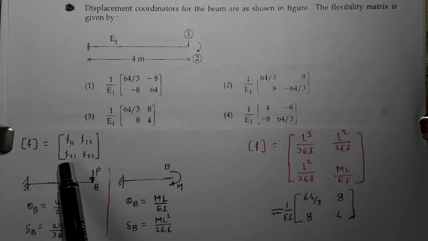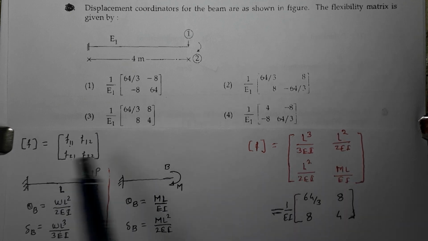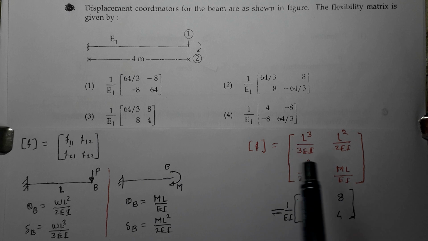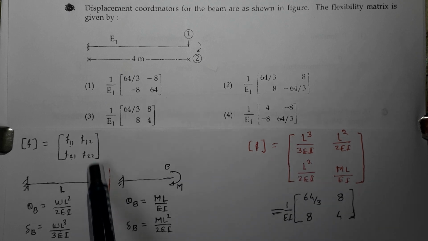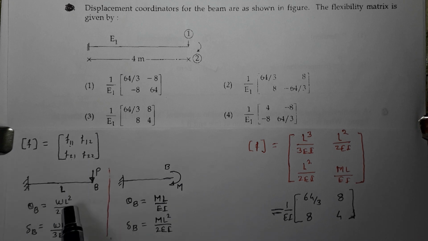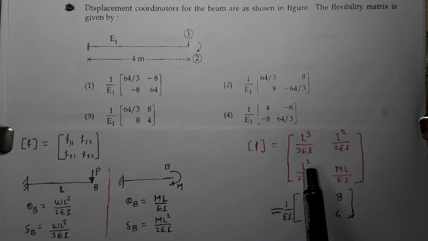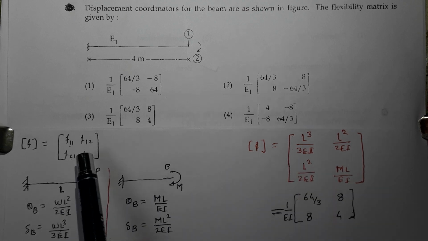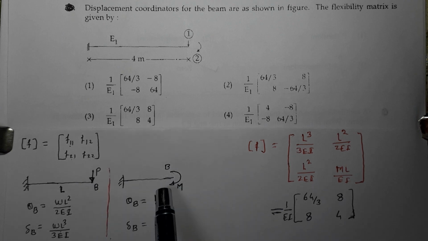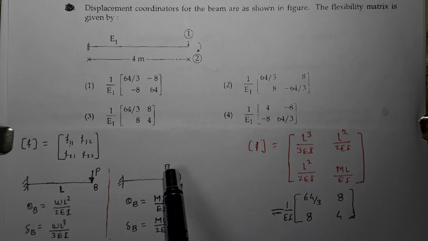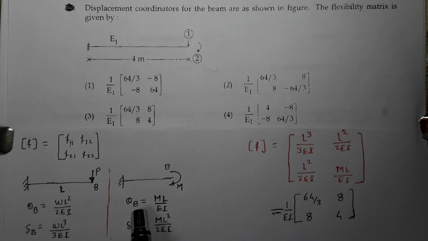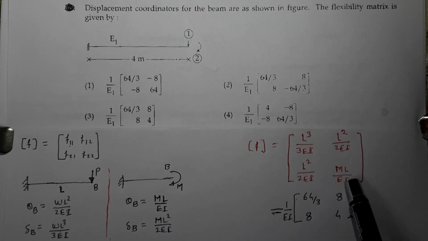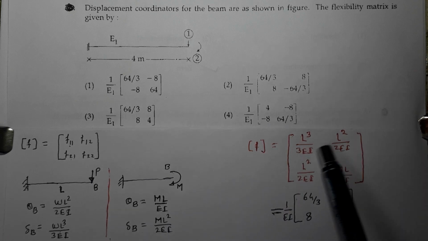Now let us go for this term F21. F21 means displacement at 2, action at 1. So action at 1 means action along this direction. So this is the action. Action at 1, displacement at 2 means this value, which is WL square divided by 2EI. So I am writing it as L square divided by 2EI. And the last one, F22, means action is at 2, and we have to get the displacement at 2 again. So which is theta B, ML divided by EI. So this is the flexibility matrix.